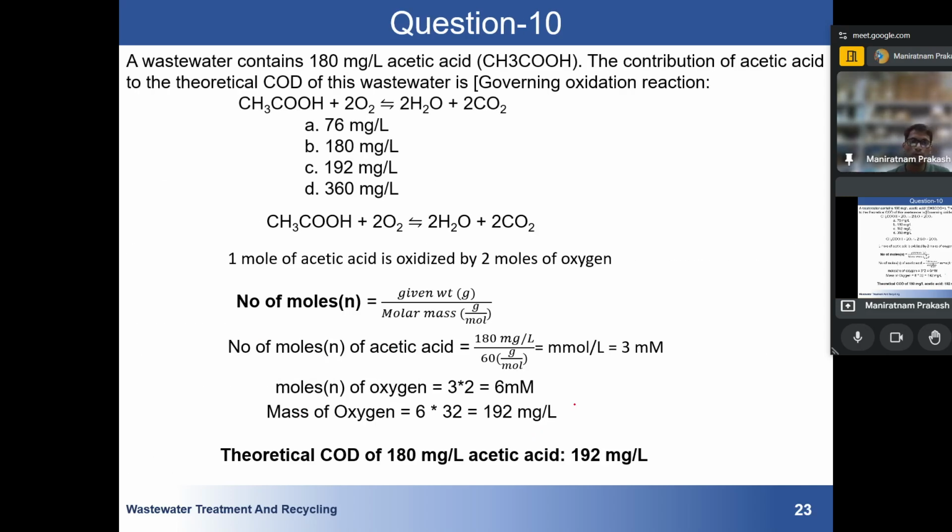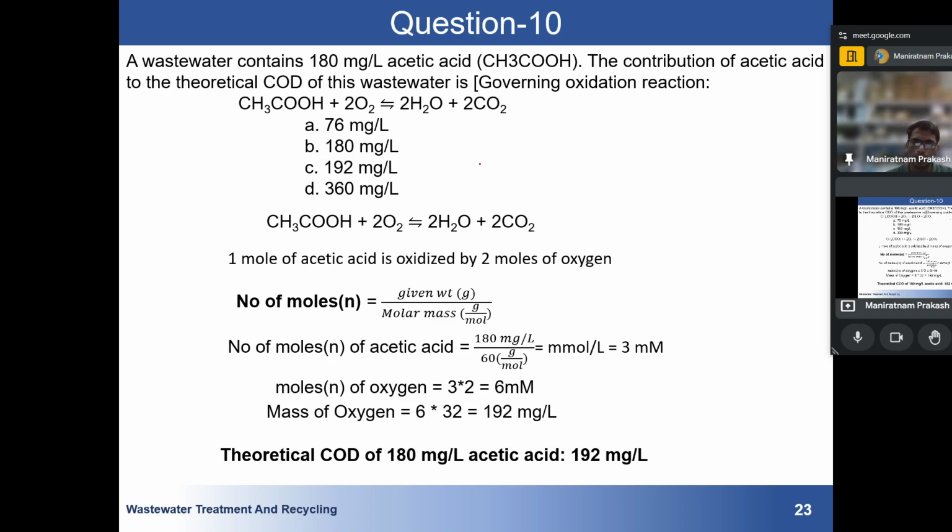So one numerical question now. I think we have numerical questions only. A wastewater contains this much milligram per liter of acetic acid, CH3COOH. The contribution of acetic acid to the theoretical COD of the wastewater is, given the oxidation equation. So you have to say how much COD is there.